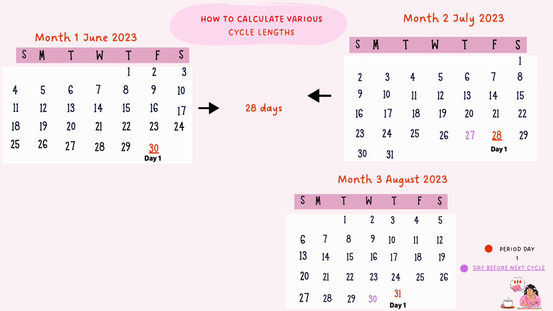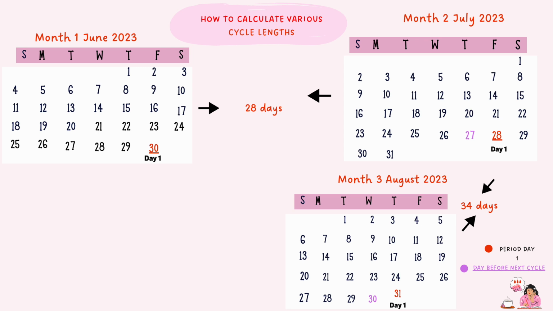So let's keep going. Then from July, we're going to realize that our next period began on day 31. So we're going to count the days from the 28th of July 2023 to the 30th of August 2023. And we're going to count the days between the 28th of July to the 30th of August, and we're going to see that we have roughly 34 days. So in our first cycle length, we had 28 days. And in our second cycle length, we had 34 days.